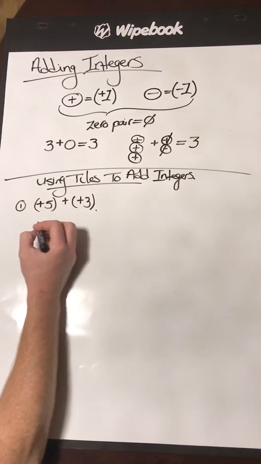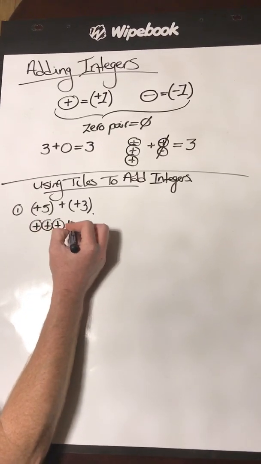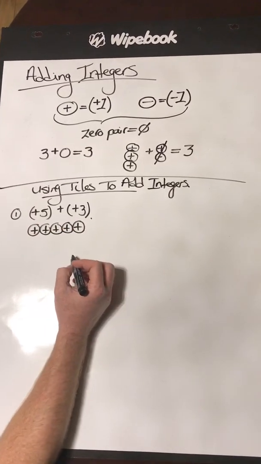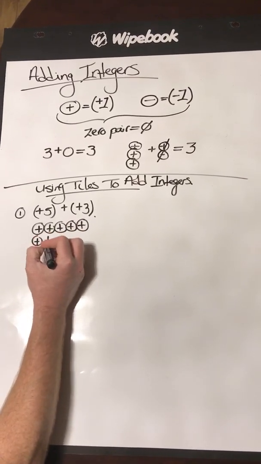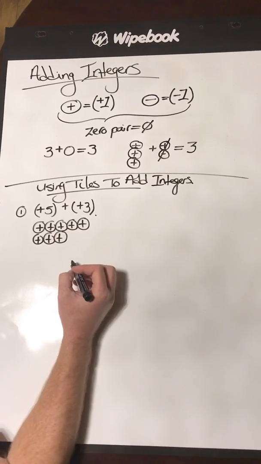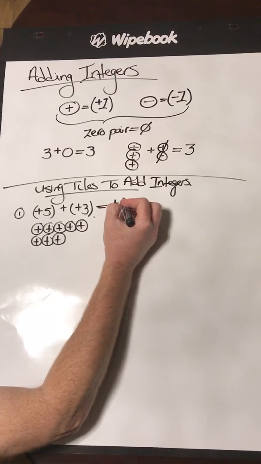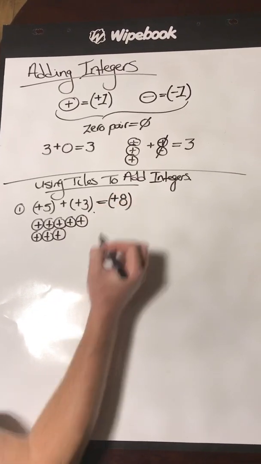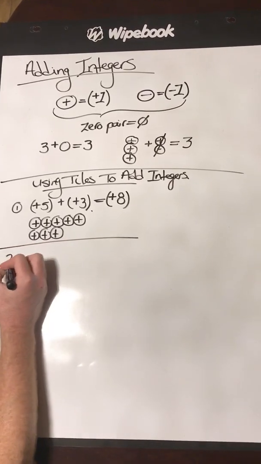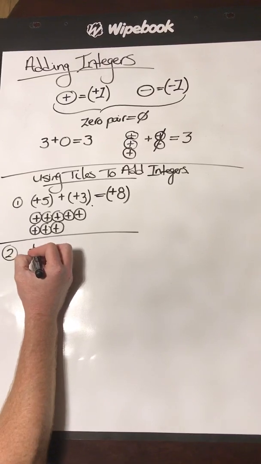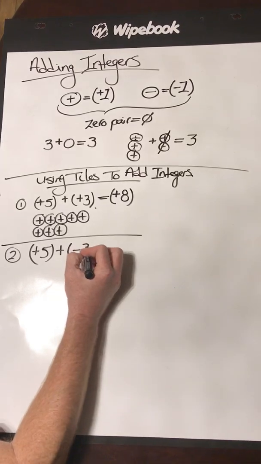Positive 5 means I have 5 positive tiles, 1, 2, 3, 4, 5. I'm going to add another 3 positive tiles. As a result, how many positive tiles do I have? I have positive 8. Our next example is going to be positive 5 plus negative 3.